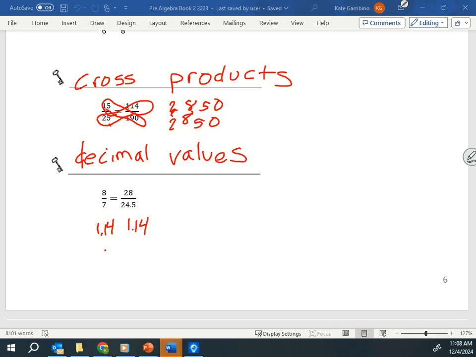Who has a calculator out? What's 15 divided by 25, Michael? 1.6. What is 114 divided by 190? 0.6.